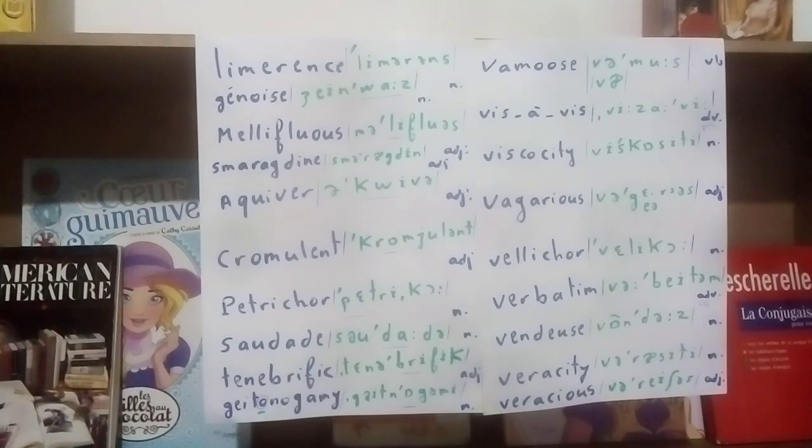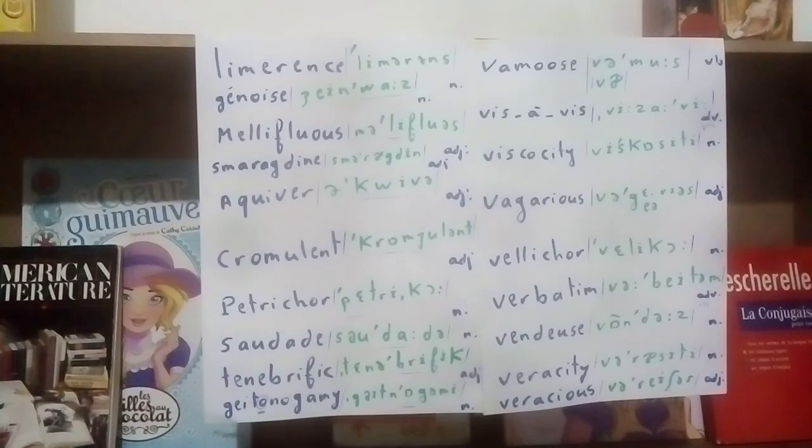Viscosity, a four-syllable noun. The second syllable cos should have the stress. Viscosity. Vagarious, a four-syllable adjective. The second syllable ga should have the stress. Vagarious. Beautiful word.